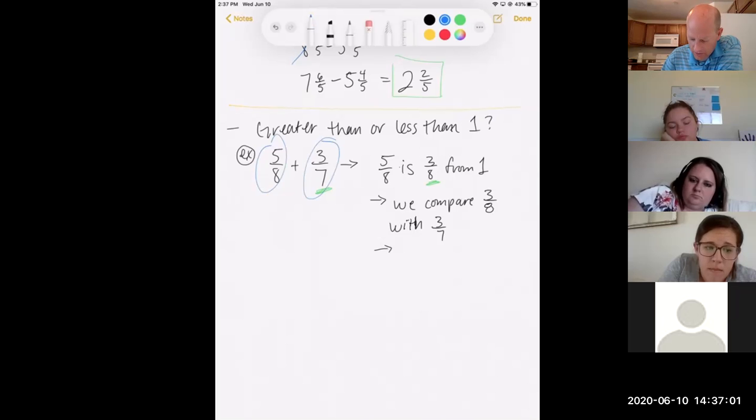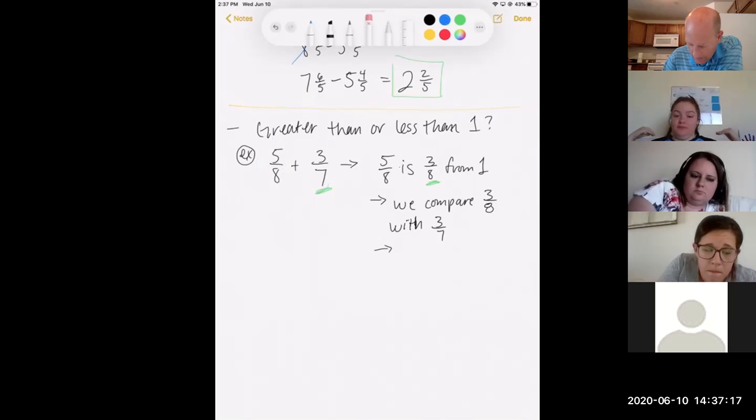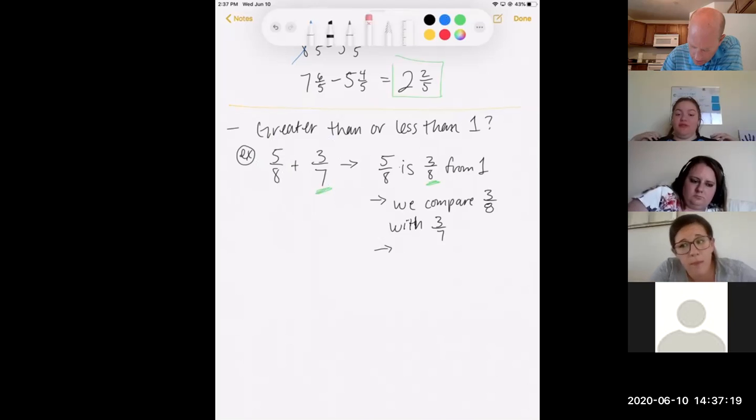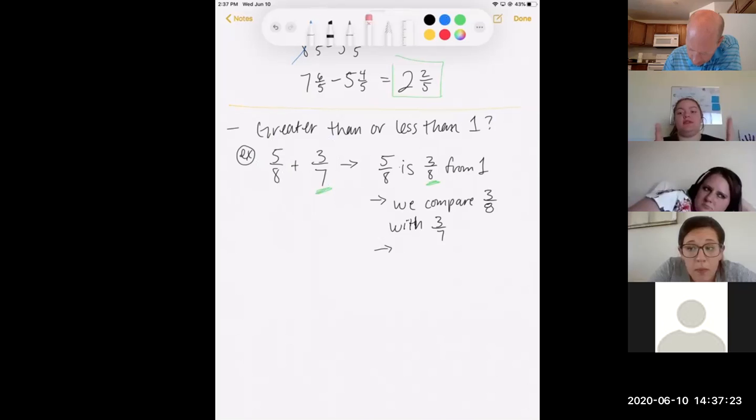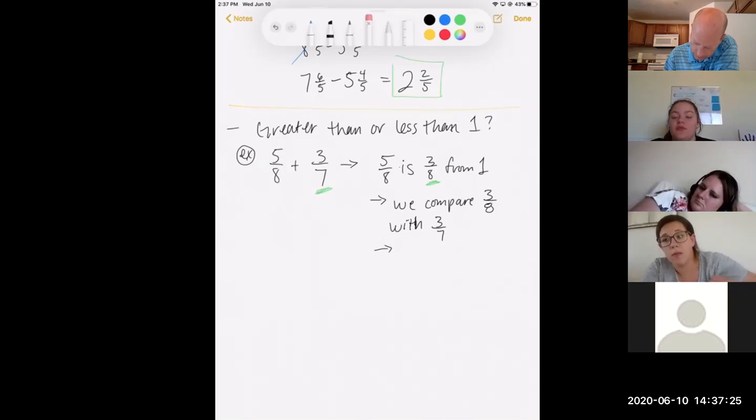So I'm going to compare 3/8 to 3/7. Now, if 3/7 is bigger than 3/8, then my sum will be bigger than 1. If 3/7 is less than 3/8, my sum will be less than 1. I heard a yes. They will be bigger. Why? Because this 1/7 is bigger in size than 1/8. And if you have 3 of each of those, then you're going to have more, because each one of those 7ths is bigger than each one of the 8ths.